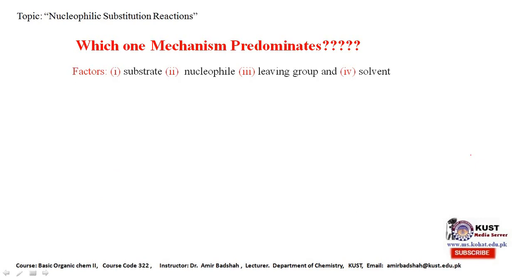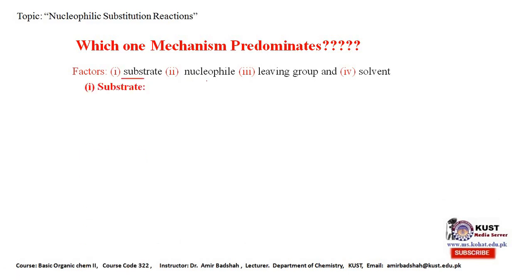Now, what are the factors which decide whether the reaction takes place through SN1 or SN2? If we want a reaction to follow the SN1 mechanism, what factors favor the SN1 mechanism, or what factors favor the SN2 mechanism? So these are the four factors which can decide whether the reaction will take place through SN1 or SN2 mechanism.